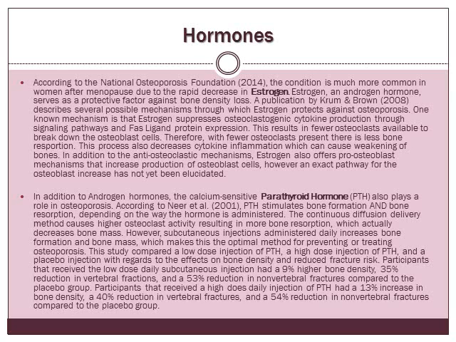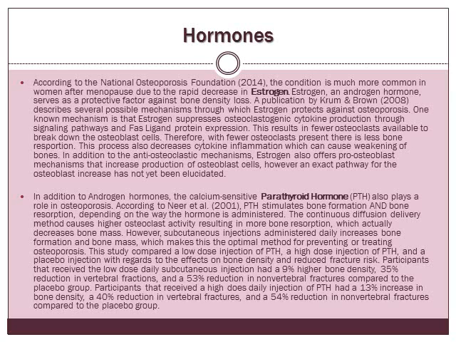But subcutaneous injections administered daily increase bone formation, or osteoblast cells, and that increases bone mass, which makes this the optimal method for preventing or treating osteoporosis. This study compared a low-dose daily injection of PTH, a high-dose injection of PTH, and a placebo injection, with regards to the effects on bone density and the reduced fracture risk as a result.